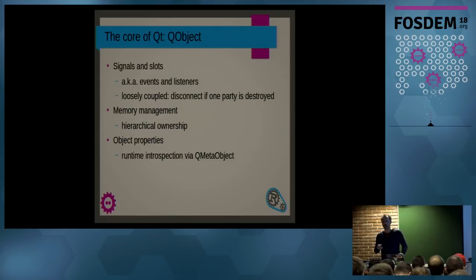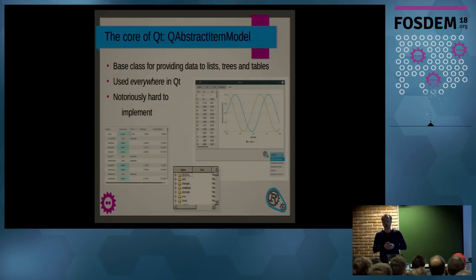Now I need to explain a bit about the core principle of how Qt works. The basic thing in Qt is QObject. A QObject is a class, and you can give it signals and slots. And outside of Qt, people call these things events and listeners. And so you build a loosely coupled system. And it's loosely coupled. If one of the objects is destroyed, then the connection is broken. It's the same as what you have in JavaScript, I imagine. So it takes care of memory management because you have hierarchical ownership. You just say when you create something, this is the parent. When you destroy it, the whole hierarchy is destroyed. And objects have properties.